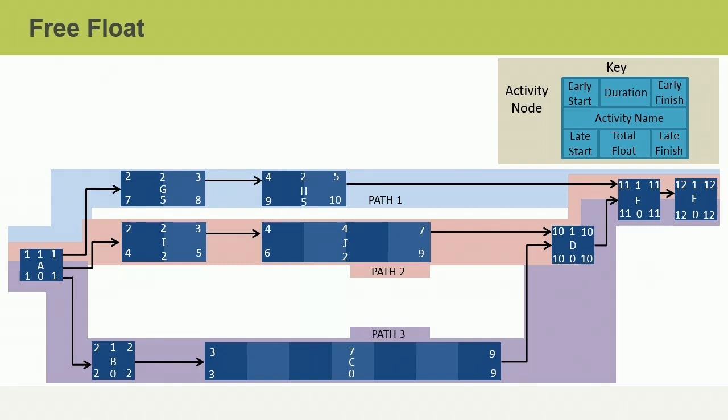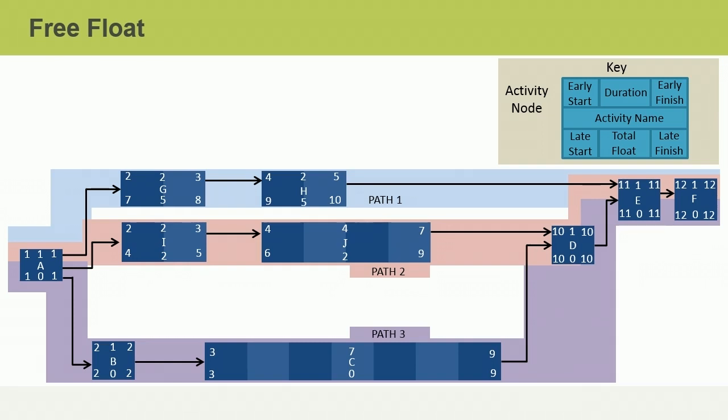Now take a moment and evaluate activity J on path 2 to determine if it has free float. If you'd like more time to think about your answer, just pause the video and resume when you're ready. If you said that activity J has 2 months of free float, you are correct. Good job! What about activity I? Does it have any free float? Pause the video if you'd like more time, and then resume. If you said that activity I has 0 free float, you are correct.